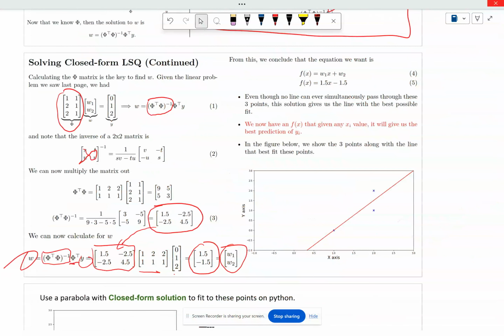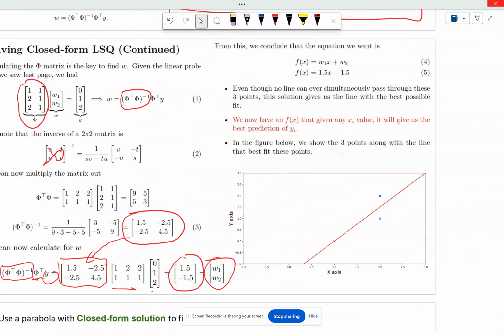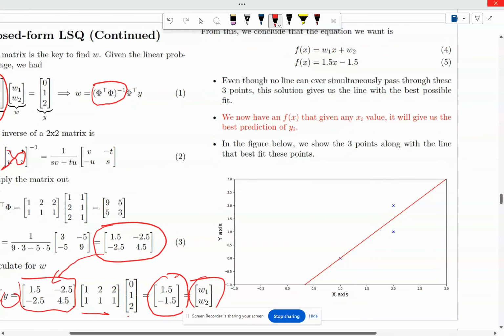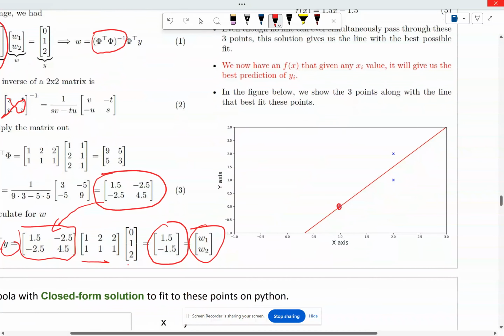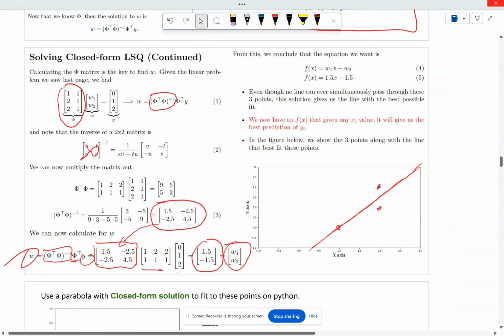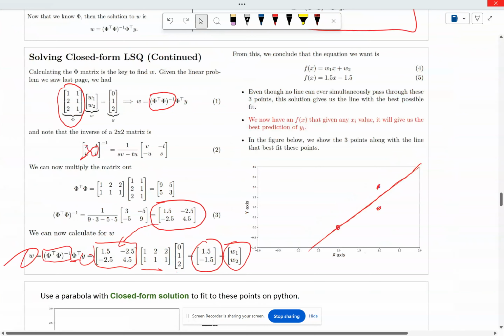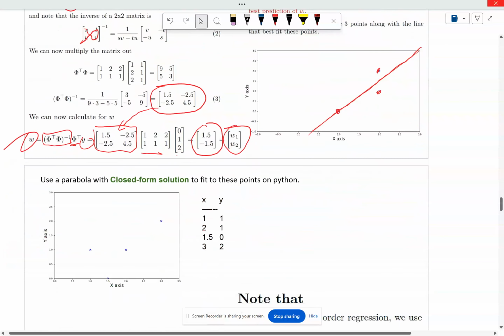From this, we conclude that the ultimate equation we're looking for is where we plug W1 in and W2 in. And if we draw the line out, notice how we have 3 points, and this essentially gives you the least amount of error. Okay? So that's how this goes.